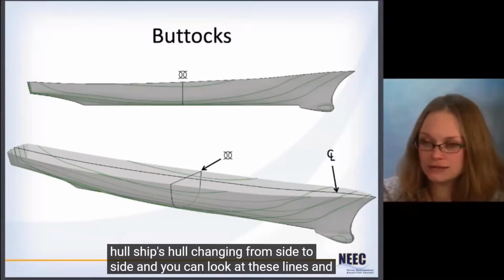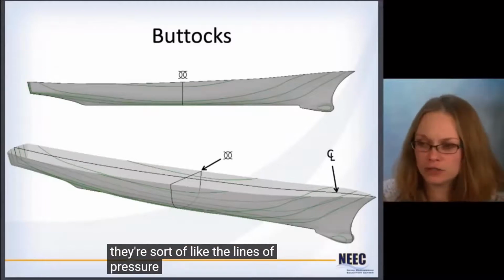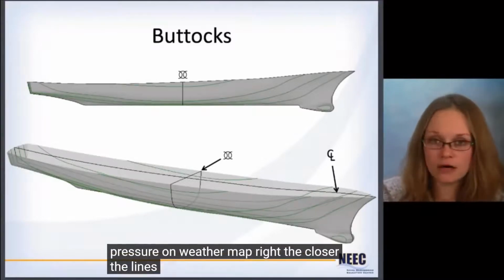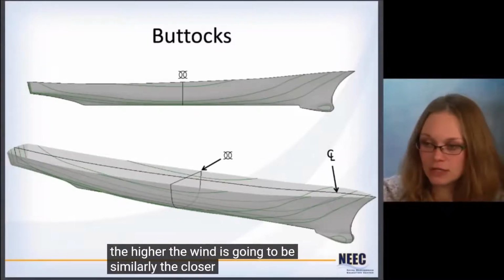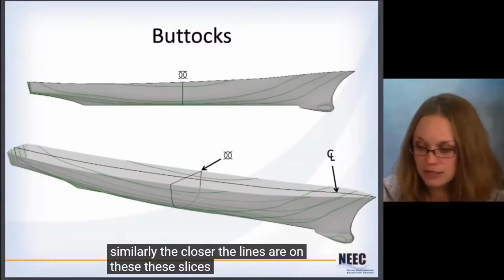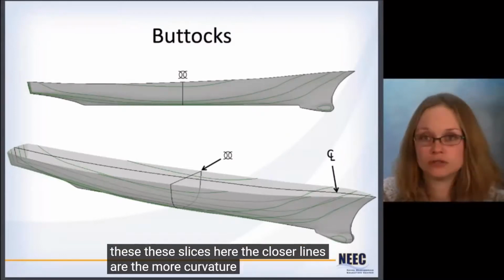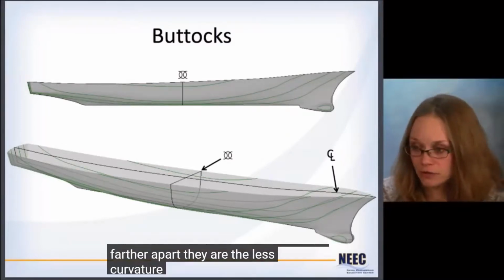You can look at these lines, and they're sort of like the lines of pressure on a weather map, right? The closer the lines are on a weather map, the higher the wind is going to be. Similarly, the closer the lines are on these slices here, the more curvature there is, and the farther apart they are, the less curvature there is.